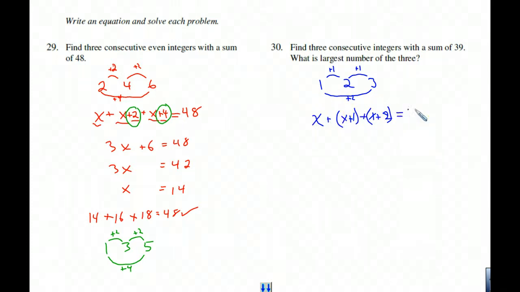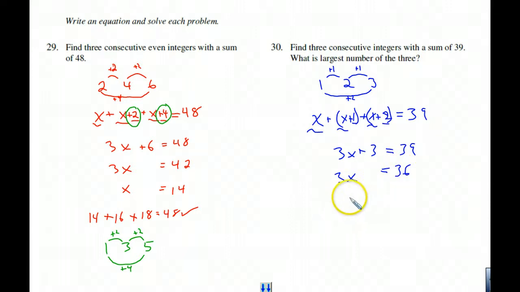Alright, that equals 39. So for even and odd, we'll have a plus 2 and a plus 4, but for just regular consecutive, it will be plus 1, plus 2. And we can solve it the same way. We have 3x plus 1 plus 2, which is plus 3. Subtract 3 on both sides, get 36. Divide by 3 on both sides, get 12. So I know that 12 plus 13 plus 14 equals 39.